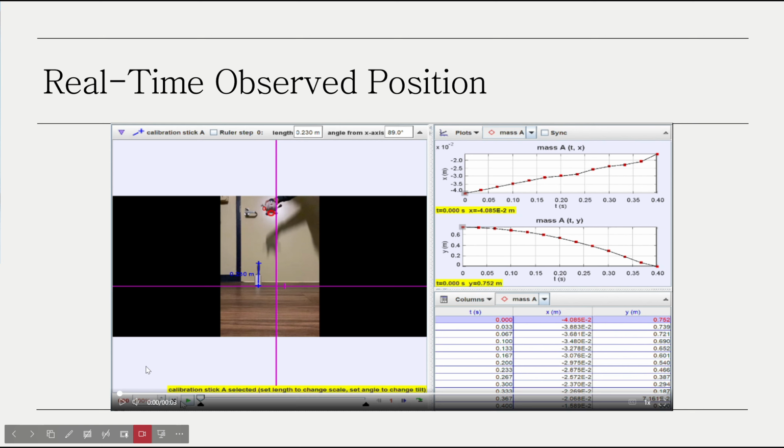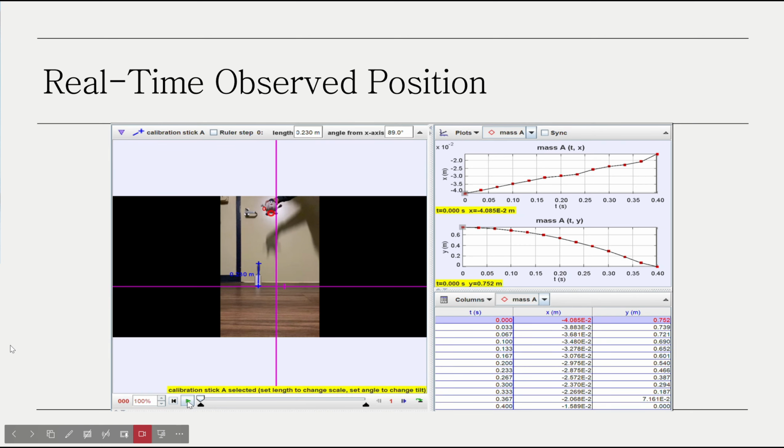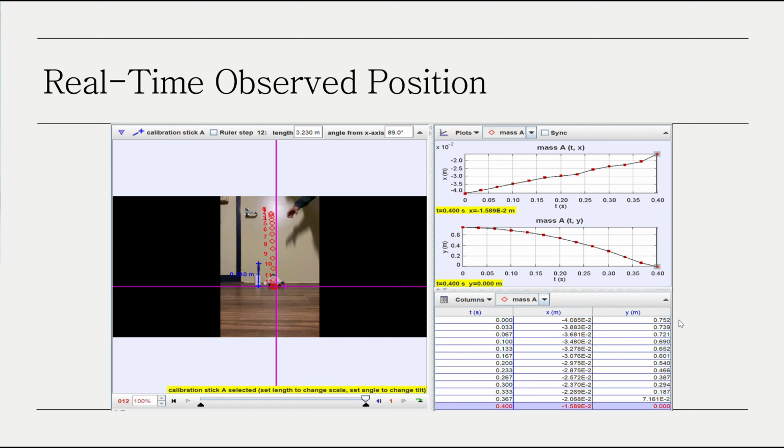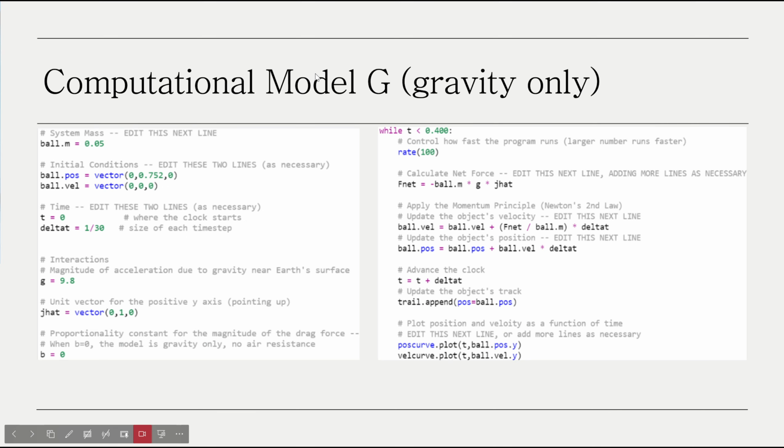So this is the video of the real-time observed position of Yankee Man using Tracker software. This is the calibrated point of 0.230 meters, and this is the coordinate axis starting at 0 meters at the 12th frame. So we find out that it takes 0.400 seconds to go from 0.752 meters to the ground. And we'll use those numbers right here in the computational model for gravity only.